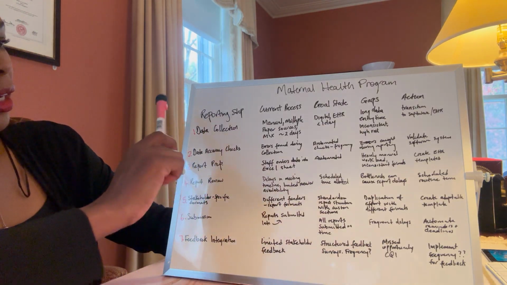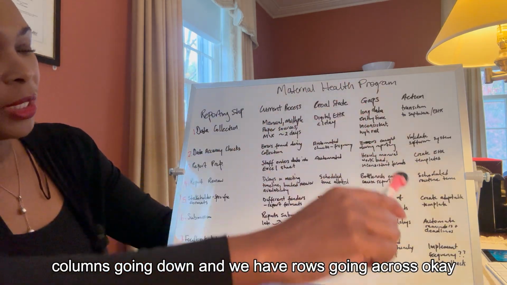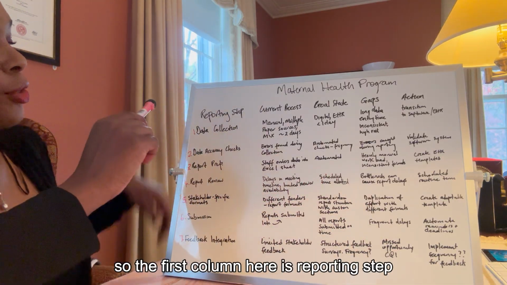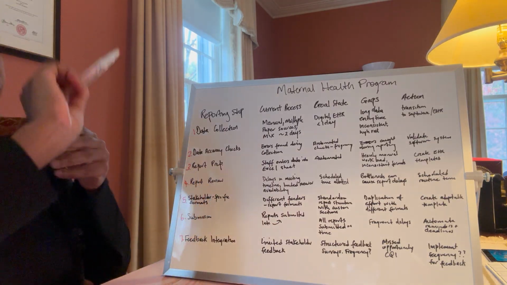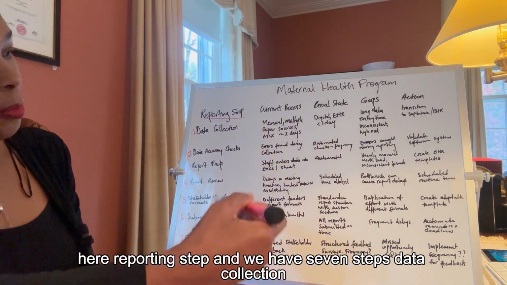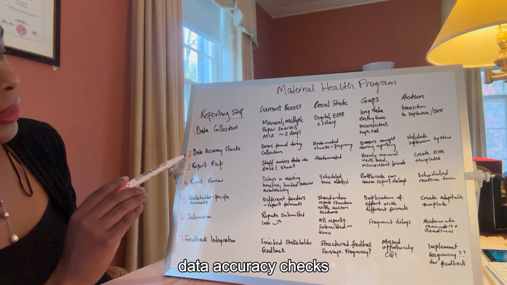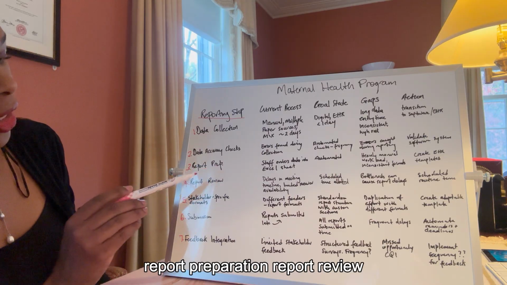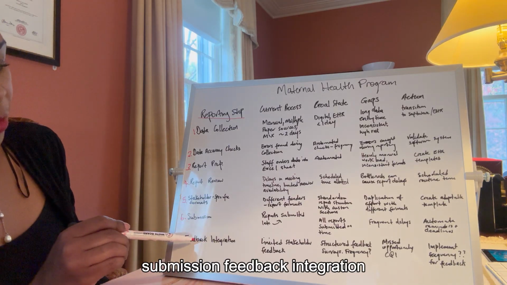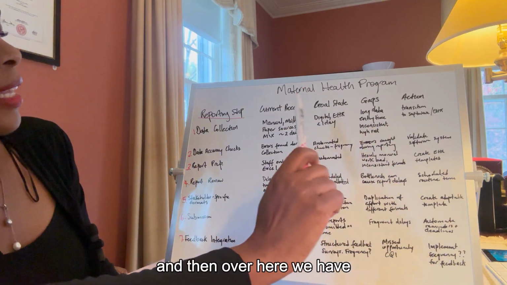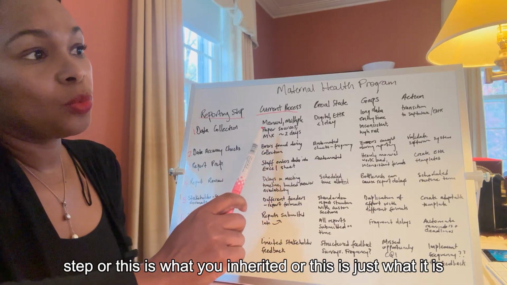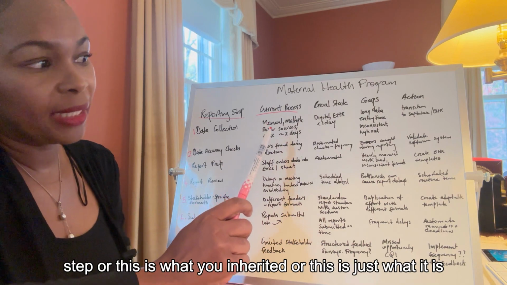Okay, so we have columns going down and we have rows going across. So the first column here is reporting step. And we have 7 steps: data collection, data accuracy checks, report preparation, report review, stakeholder specific formats, submission, feedback, integration. And then over here we have the current process, and this can be whether you're in a transitionary step, or this is what you inherited, or this is just what it is.